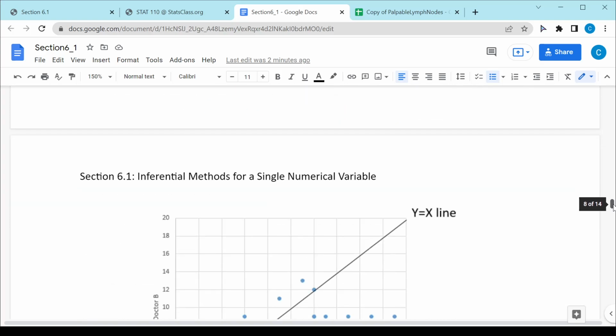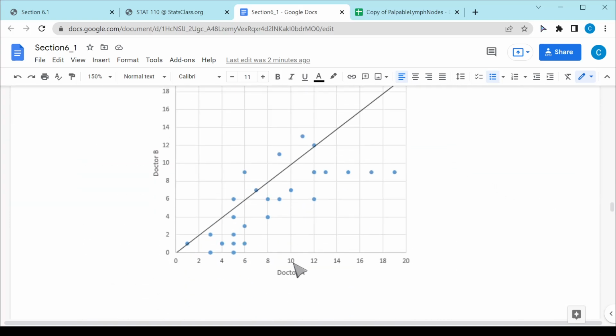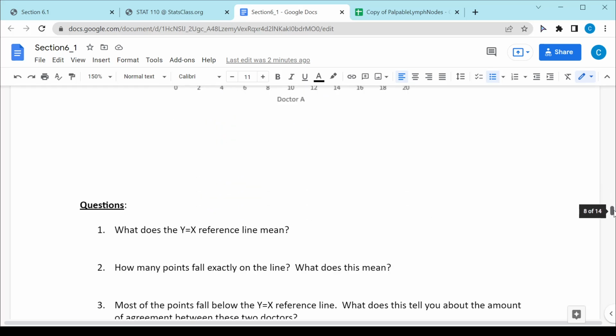I'm going to add a y equal x line to that plot because that's where y is Dr. B, x is Dr. A. The y equal x line is where they agree. So I can easily see here that 1, 2, 3 times they agree. I have 1, 2, 3, 4 times where Dr. B is larger. Pick on this one right here. Dr. A found 6, Dr. B found 9. So I have 1, 2, 3, 4 where Dr. B was larger. But a majority of them have Dr. A being larger.